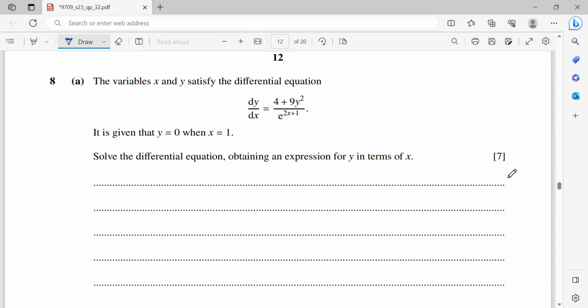Okay, now question 8. The variables x and y satisfy the differential equation given that y equals to 0 when x equals to 1. Solve the differential equation. Obtain an expression for y in terms of x. Means that you should get y equals to fx later on. Okay, so now I will rewrite the differential equation.